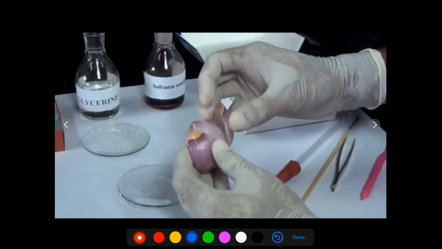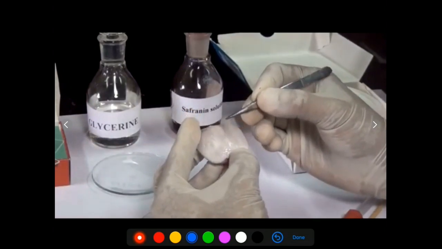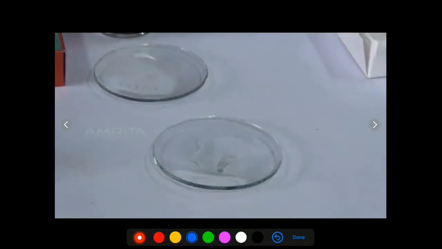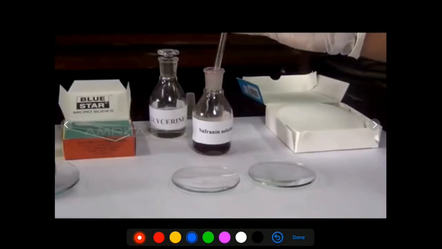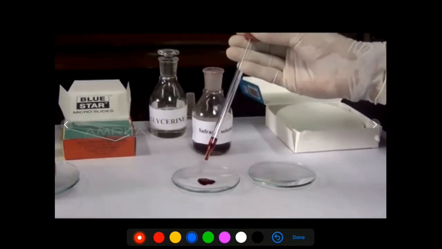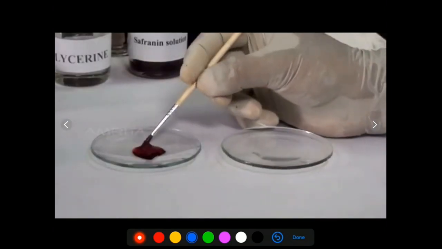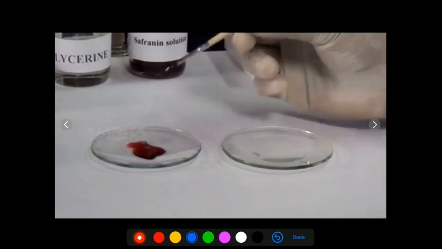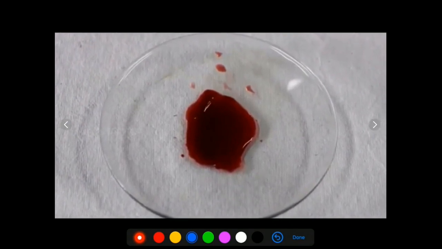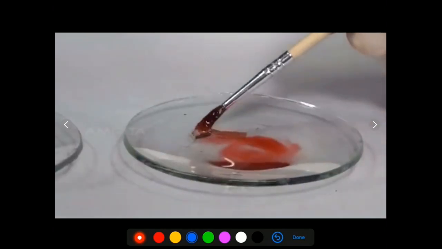Remove leaves from the onion piece. Remove a piece of transparent onion peel with the forceps. Put the epidermis into a watch glass containing distilled water. Take some safranin solution using a dropper. Put a few drops of safranin solution into another watch glass. Using a brush, transfer the peel into the watch glass containing safranin solution. Keep the epidermis for 30 seconds in safranin solution so the peel can become stained. Take the peel from the safranin solution using the brush and put it in the watch glass containing distilled water.